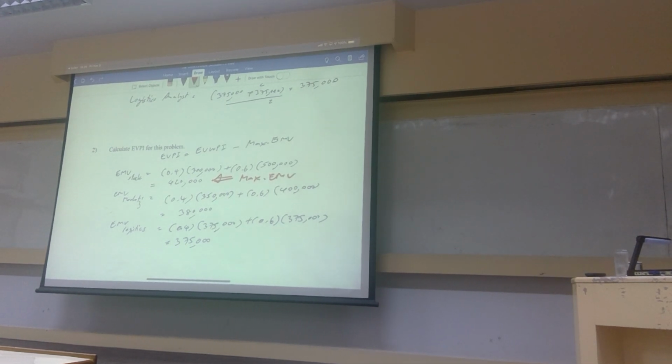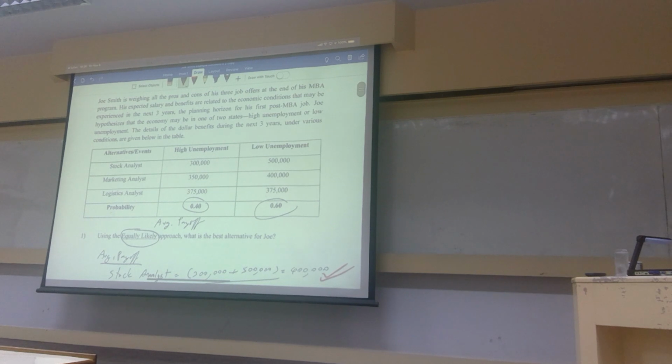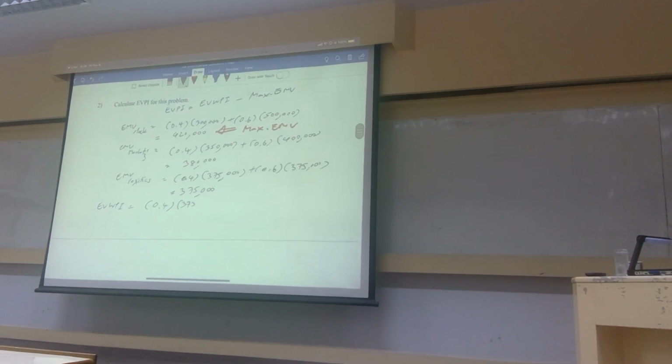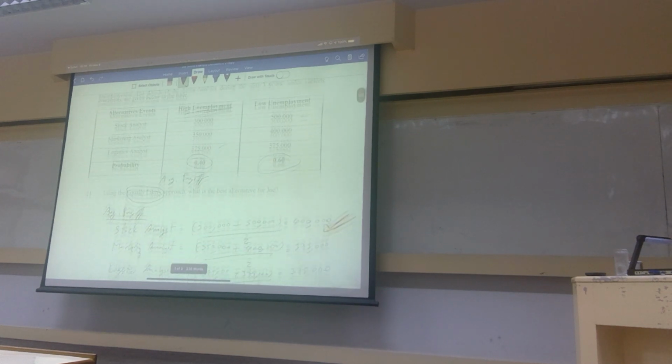And how about EVWPI? For EVWPI, we use the probability for each outcome. For example, high unemployment is 0.4, and then we multiply this with the highest payoff under high unemployment, which in this case is 375, plus 0.6 multiplied with the highest payoff under the outcome low unemployment, which would be 500,000.